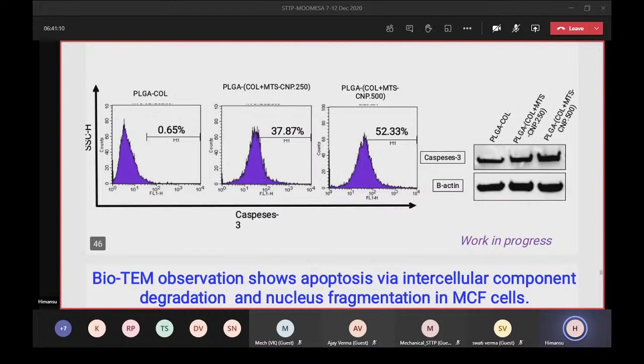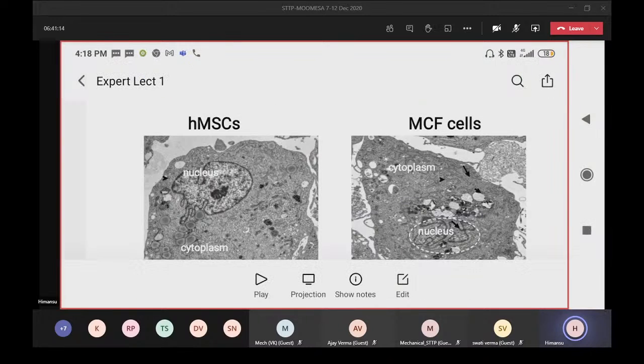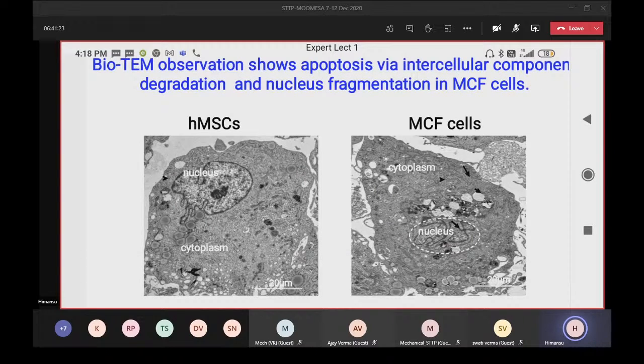And the bio-TEM observation is also another interesting characterization we did, where we did some bio-TEM. That means you can directly do the TEM of the biological samples. On the extreme right side is an MCF cell, a breast cancer cell, and the left side is a human mesenchymal stem cell. So we incorporated the same nanoparticles, and we are looking at the uptake.